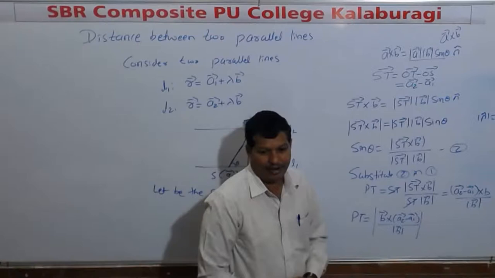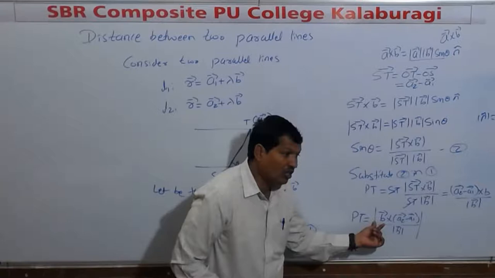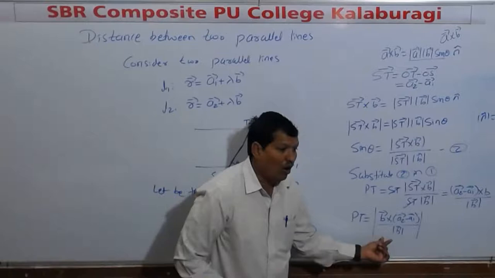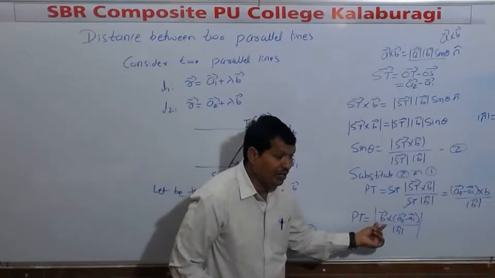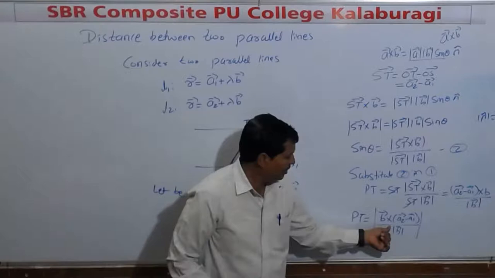Okay, see here. What is the difference between the formula for skew lines and parallel lines? For skew lines we have b1 cross b2 dot a2 minus a1 by mod of b1 cross b2. Here, in place of b1 cross b2, you take only b: b cross a2 minus a1 by mod of b. The only change is the cross. Here you should have cross, there we have dot. It will become confusing.